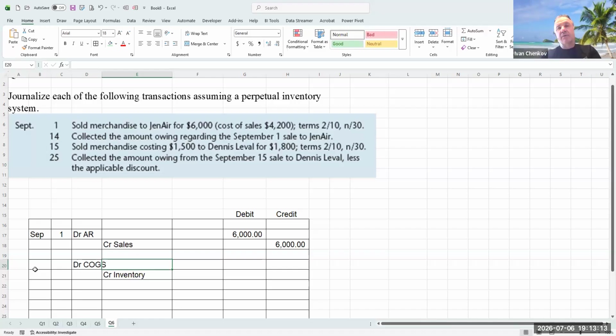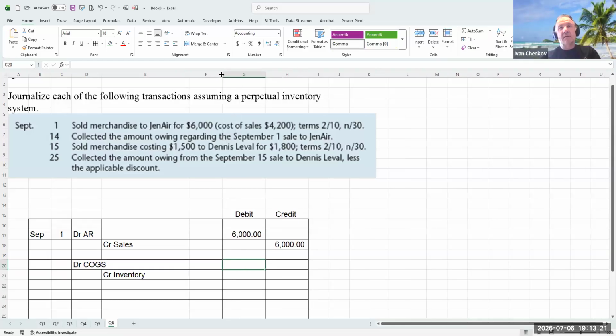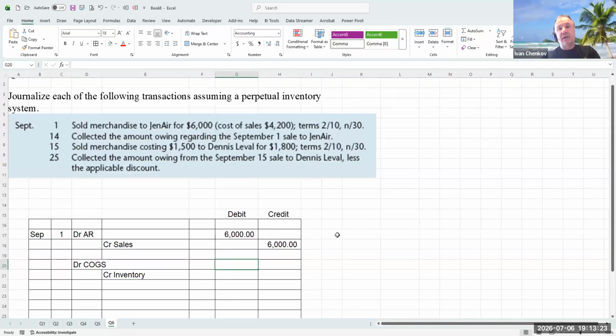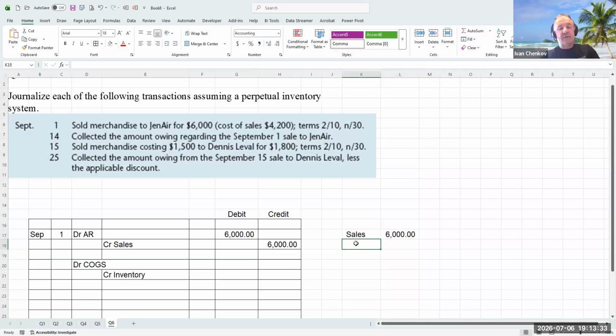But what I cannot use at this point, and it's not the right thing to do, is to use the selling price. I have to use the cost. Because I already know that my sales are $6,000. Now what I'm trying to find out is how much is my cost of goods sold. Because once I find how much is my cost of goods sold, I can easily calculate how much is my gross margin.